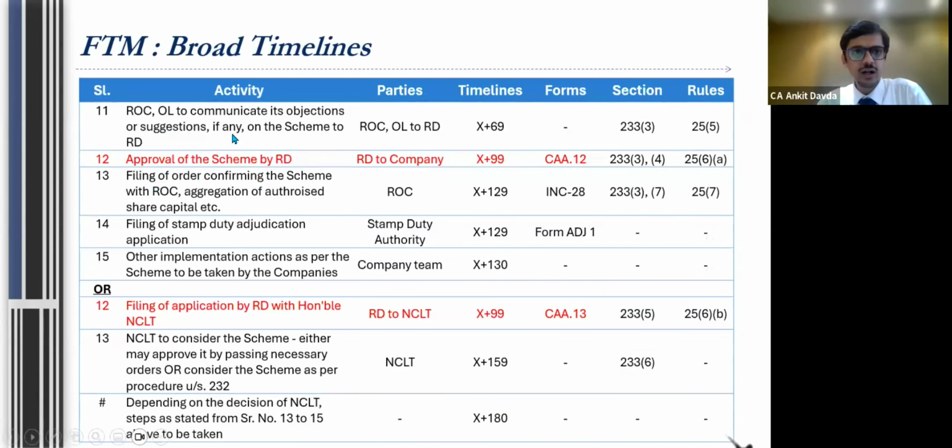Then RD, ROC, OL will communicate its objections within 30 days, so X plus 69, and approval of the scheme by RD within 30 days thereafter. So broadly a 100 days time frame you can say. 10 days generally lag between the statutory timelines, and 30 days. So you can understand like that. So 30 days before meeting, 30 days ROC, OL approval, objections, and after 30 days RD approval, and 10 days lag in between. So within 100 days, you can technically complete this process.